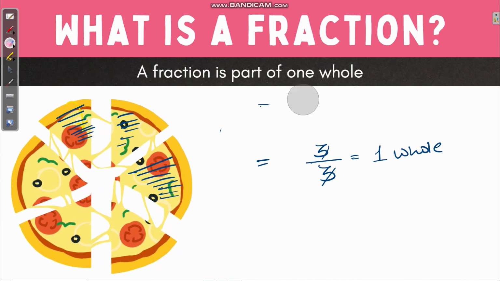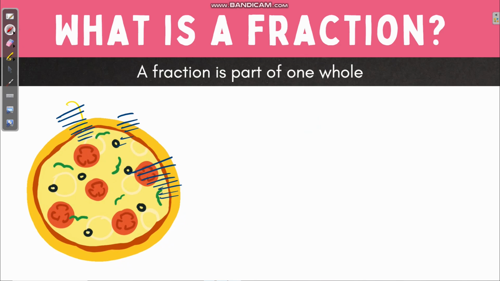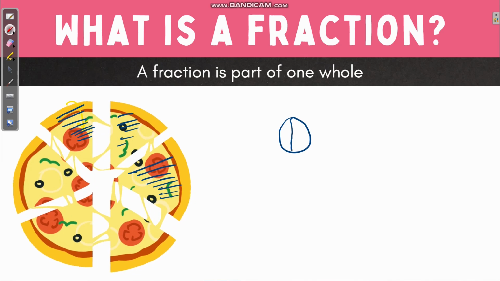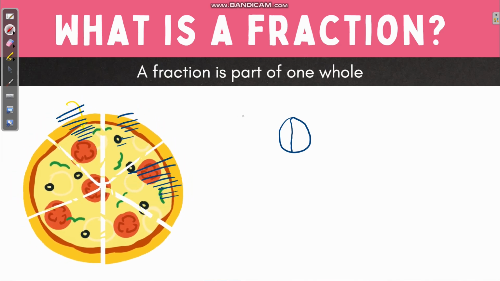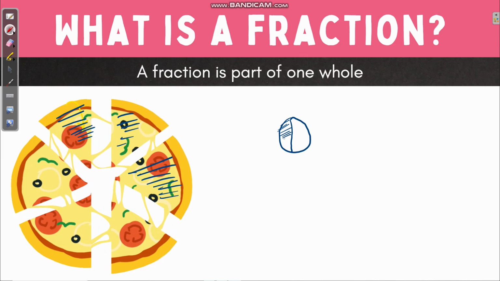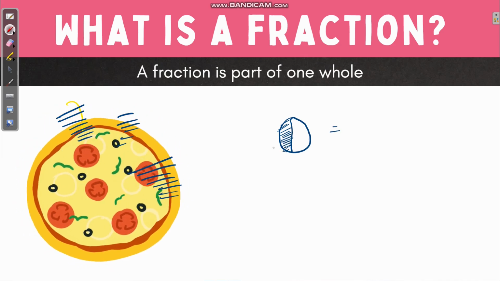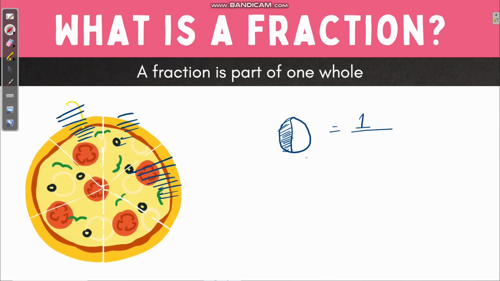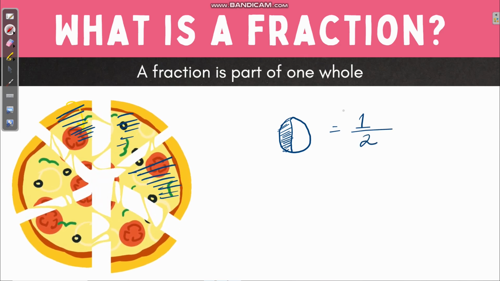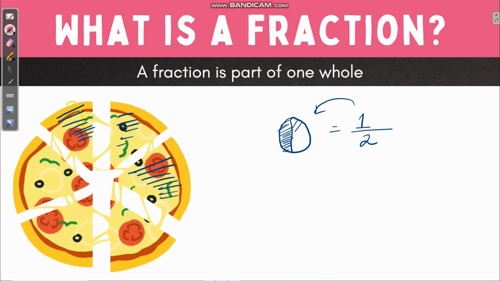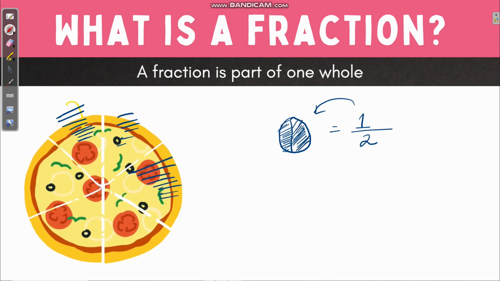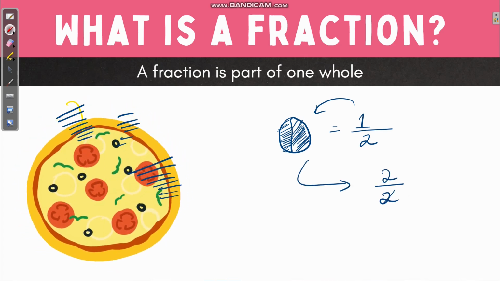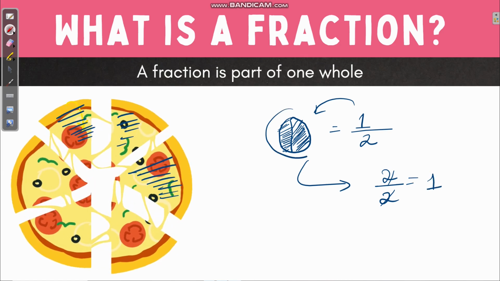Let me give you one more example. If I draw a circle and make 2 equal parts, assume that they are equal, okay? I am shading this part over here. So the fraction will be, I have shaded one portion, or I have selected one portion, and there are 2 equal parts. So this is the fraction, that is half. If I shade the other part also, then the fraction becomes 2 by 2. I have shaded 2 parts out of the total 2 parts, that is 1 whole. This is the entire thing, this is 1 whole.